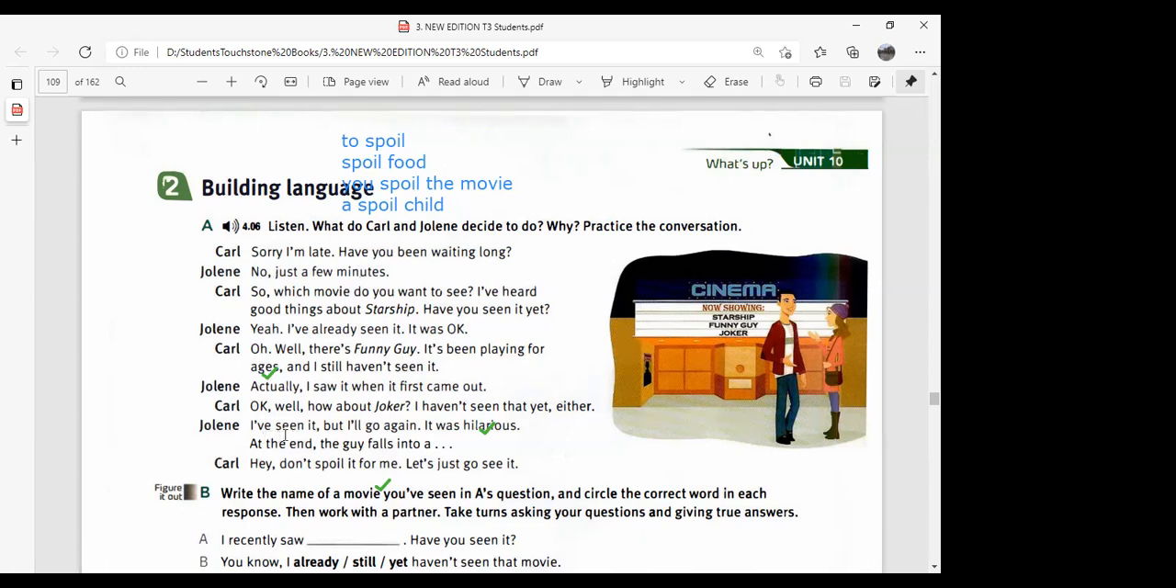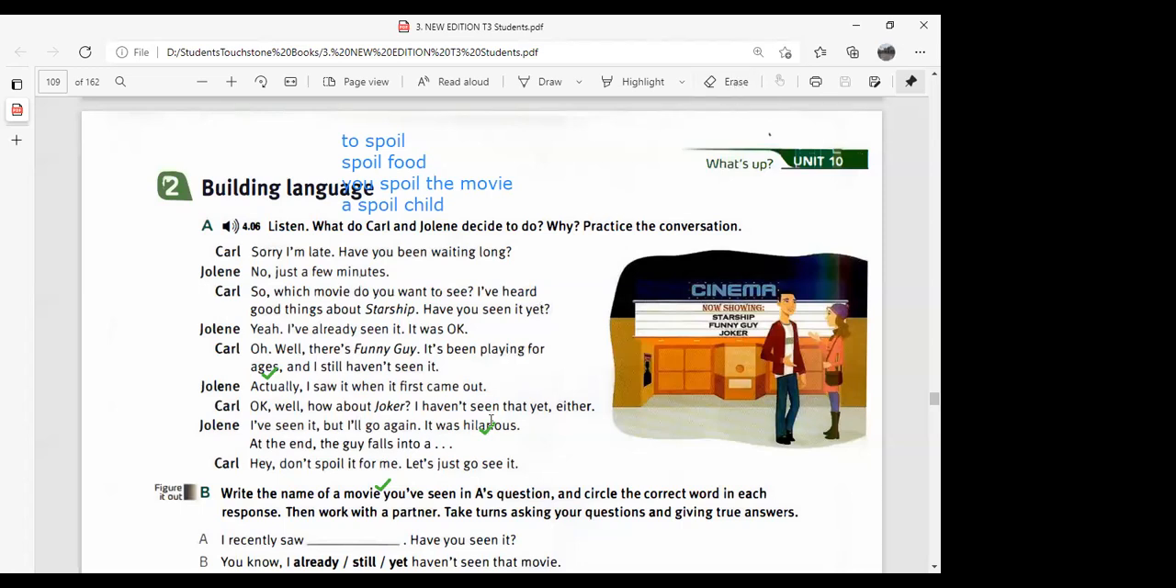I've seen it. Yes, I've seen it. No suena como "it", suena como "it". I've seen it. La lengua va hacia arriba, hacia el cielito. But I'll go again. This word makes you trouble.